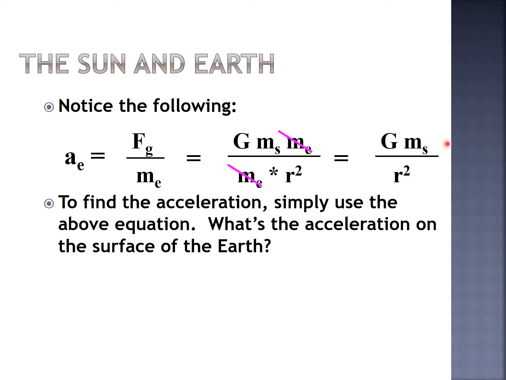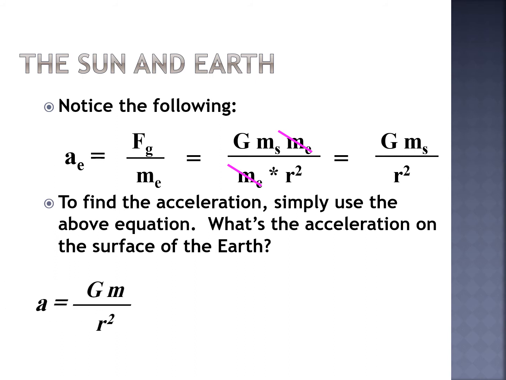Well, something interesting about this is we don't even need to know the mass of the Earth in order to figure out the acceleration. So let's talk about the surface of the Earth. What would the acceleration be at the surface of the Earth? Well, instead of the mass of the sun, we'd use the mass of the Earth because that's where we're accelerating. And instead of the distance from the sun to the Earth squared, we would take the distance from the center of the Earth to the surface of the Earth.